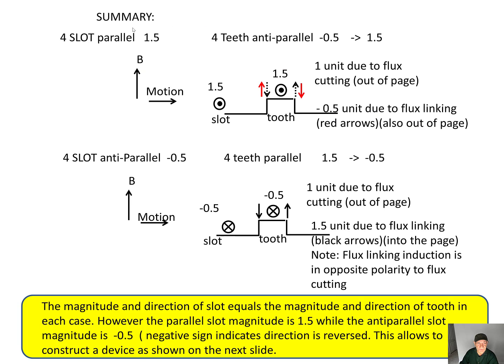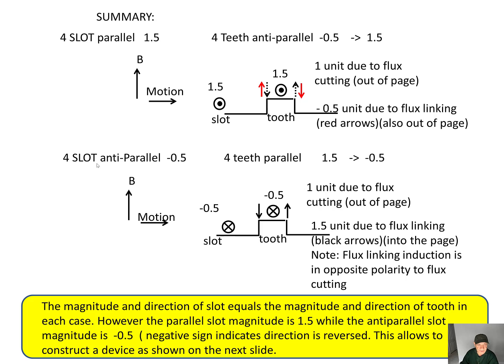So here's the summary. 4 slots parallel, the induction is 1.5. 4 teeth anti-parallel, the induction is minus 0.5, which gives 1.5. So in other words, the slot and the teeth always give the same. This is for the parallel case, giving the magnitude 1.5 in the same direction. Here is 1 unit due to flux cutting, which is out of page because the motion is this way, and half a unit due to flux linking, red arrows, also out of the page, so the sum comes to 1.5.